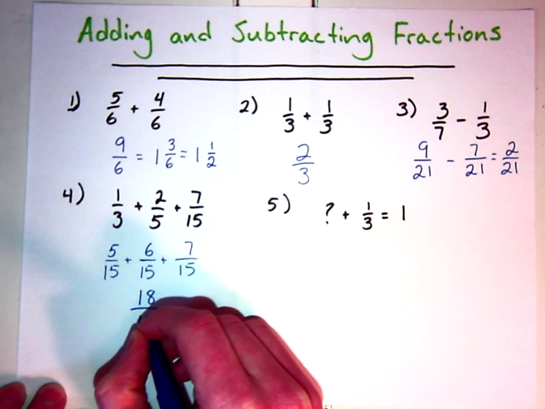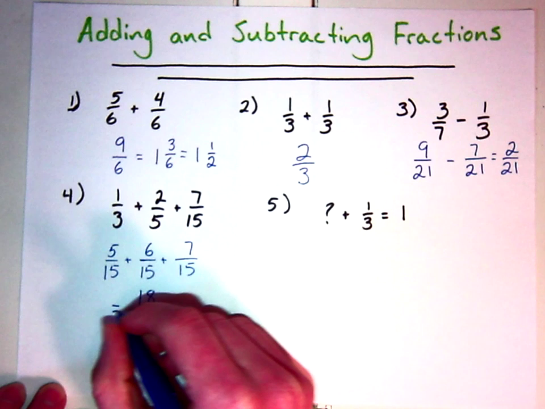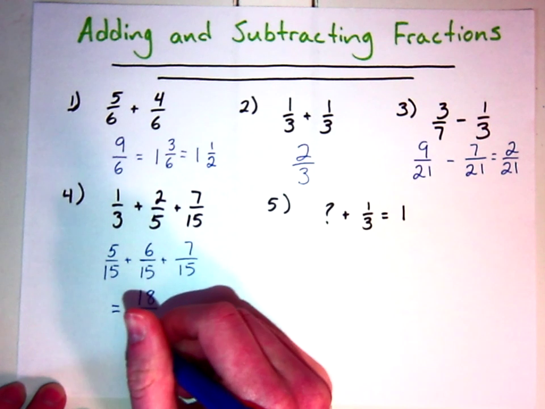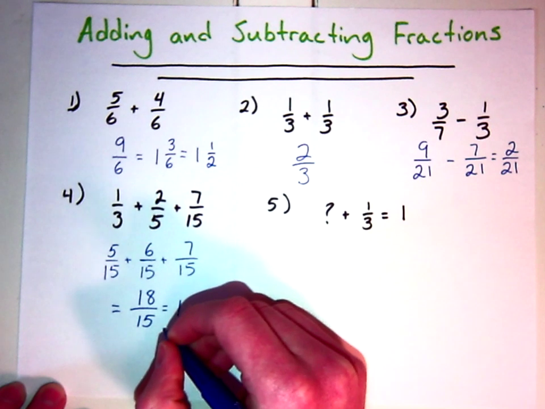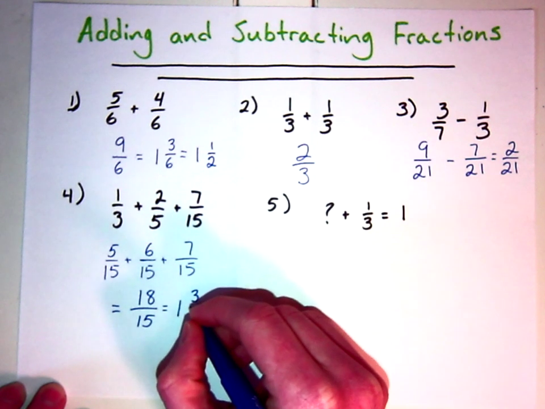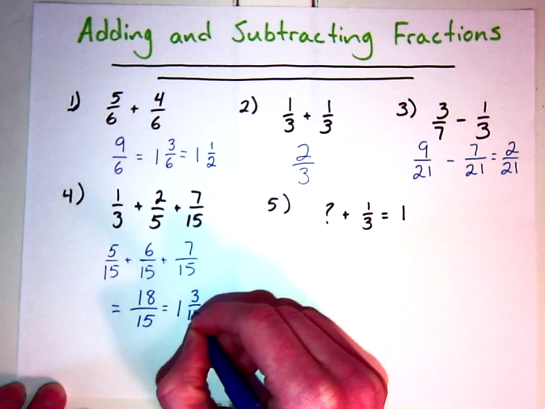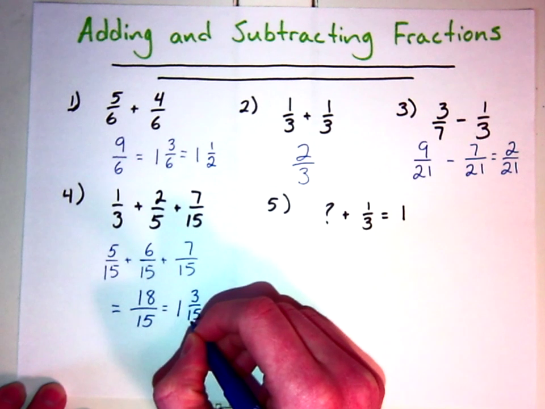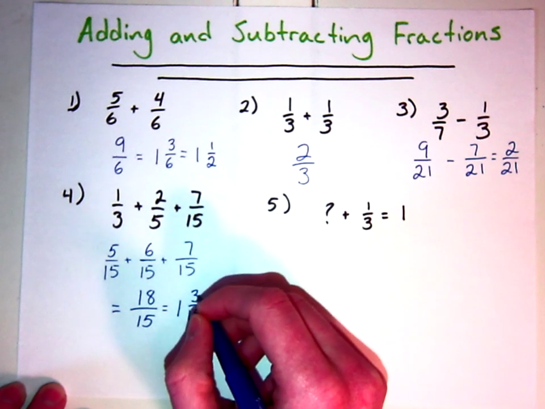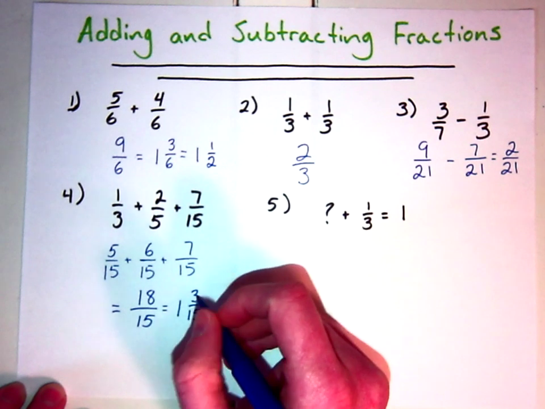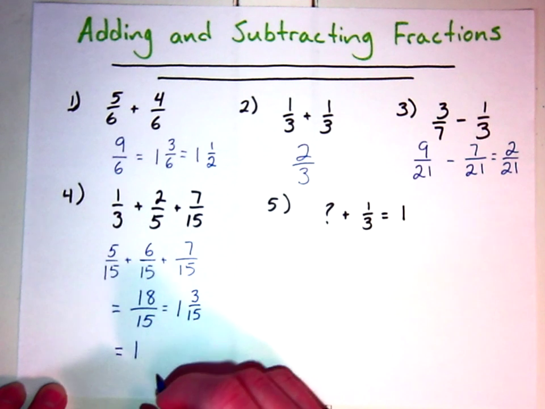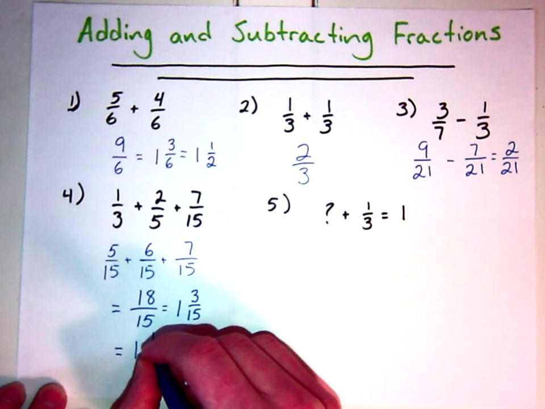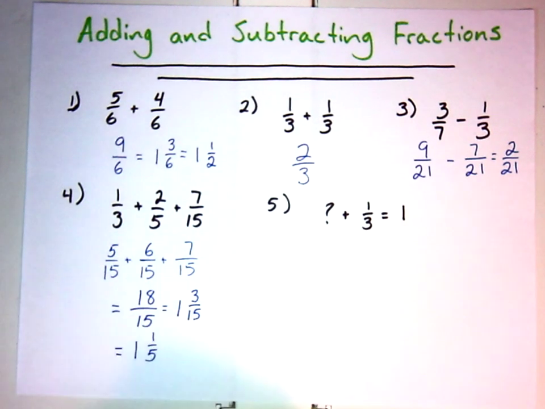18 over 15. Well, how many times does 15 go into 18? It should go in once. And then we would have 3 as our remainder, getting us 1 and 3/15. And then that has a common factor. So 3 can go into both of those, and that's going to simplify our final answer to 1 and 1/5.